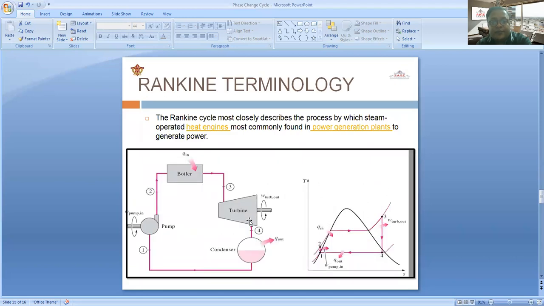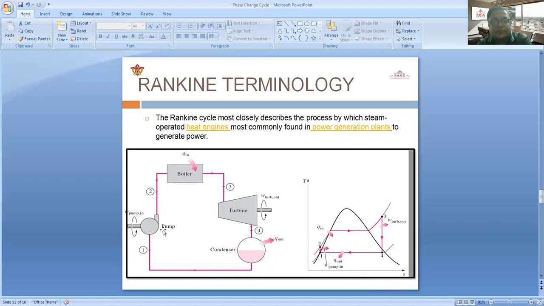Rankine cycle. The Rankine cycle most closely describes the process by which a steam-operated heat engine works, most commonly found in power generation plants to generate power. The difficulties occurring in the Carnot cycle can be overcome by the Rankine cycle, where the condensation is completely into liquid form. It is represented by the 4 to 1 process, and 1 to 2 is, as usual, the work done, here the pump work.